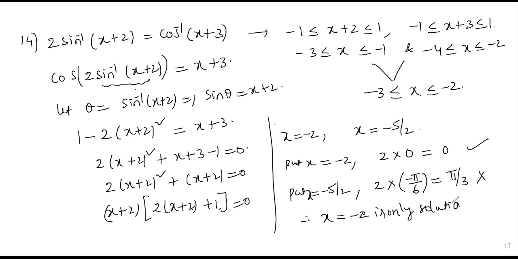But we have to find what? It's a square. So therefore, x square value is 4. Because we have to find the sum of the squares of all the solutions. Here we have only one solution. Then the sum of the squares of all solutions is nothing but the square of that solution. And the square of that solution is 4.